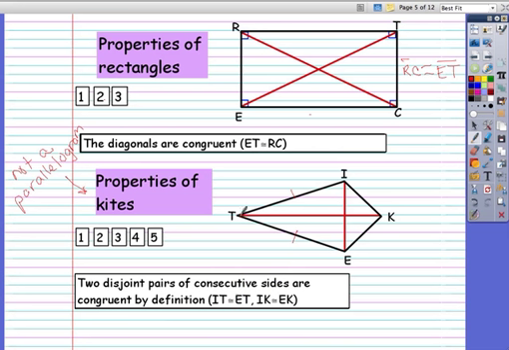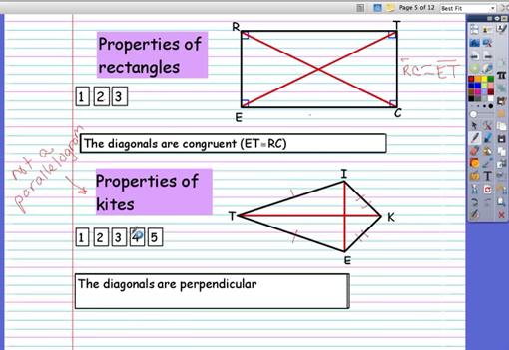That means I can't say IT and IK. I can't use this side again. So basically it's just telling me that these 2 sides are congruent and then these 2 sides are congruent. I have a pair of joined sides that are congruent. I also have 2 diagonals, and my diagonals are perpendicular. Remember that perpendicular means that these 2 diagonals will meet at 4 right angles.